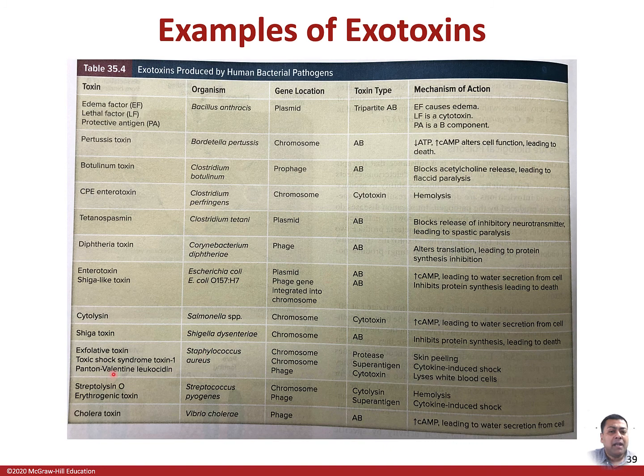So there are many other examples of that. You can take a look. The cholera toxin is produced by the Vibrio cholerae, and these are all AB toxins as well. And we're going to particularly talk about in detail how this mechanism works for these. So Staphylococcus produces this exfoliative toxin, which causes skin peeling. Cytolysin, on the other hand, also leads to water secretion from the cell and increases the cyclic AMP level, and these are all cytotoxins. So different types of toxins produced by a large variety of pathogenic bacteria have been tabulated in this one.